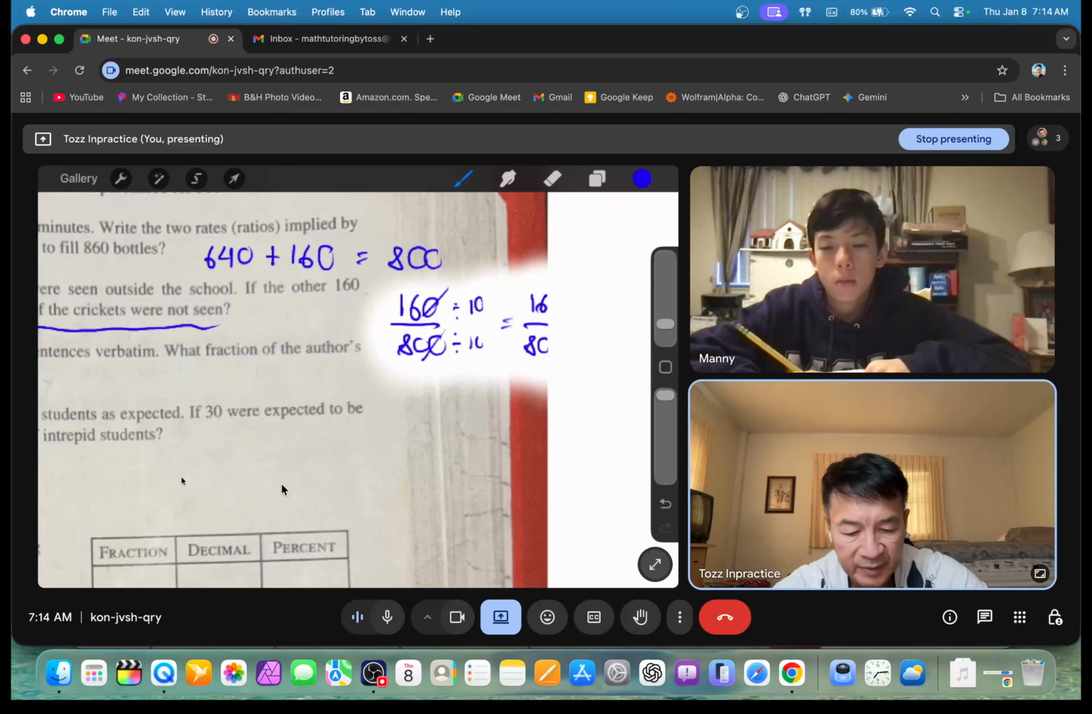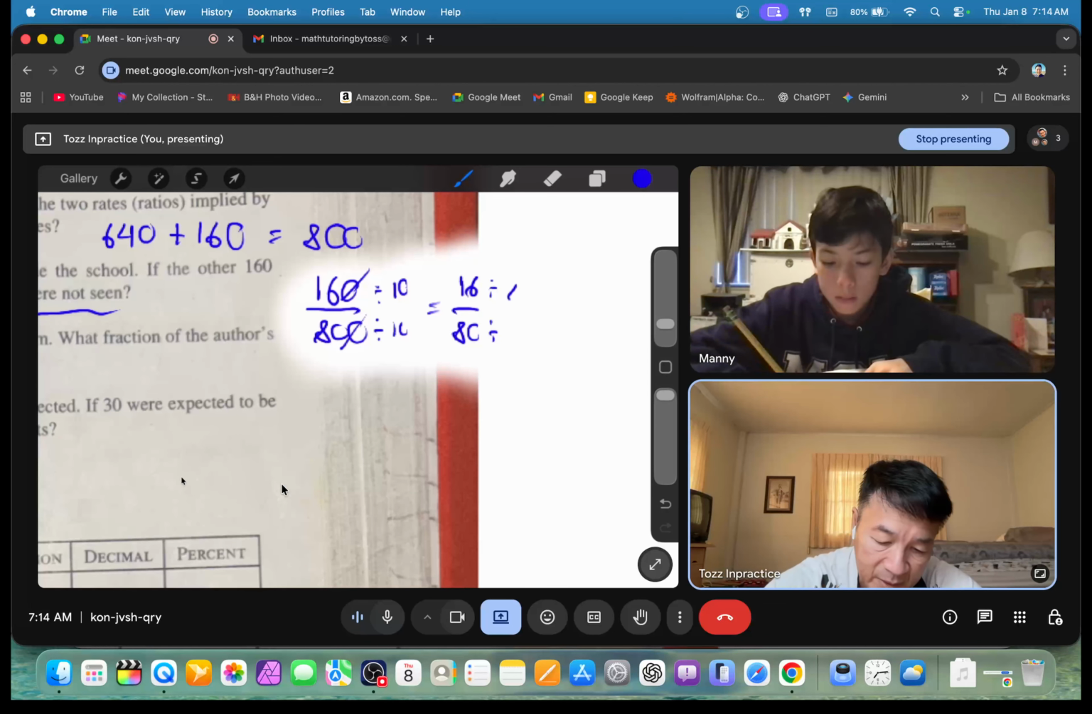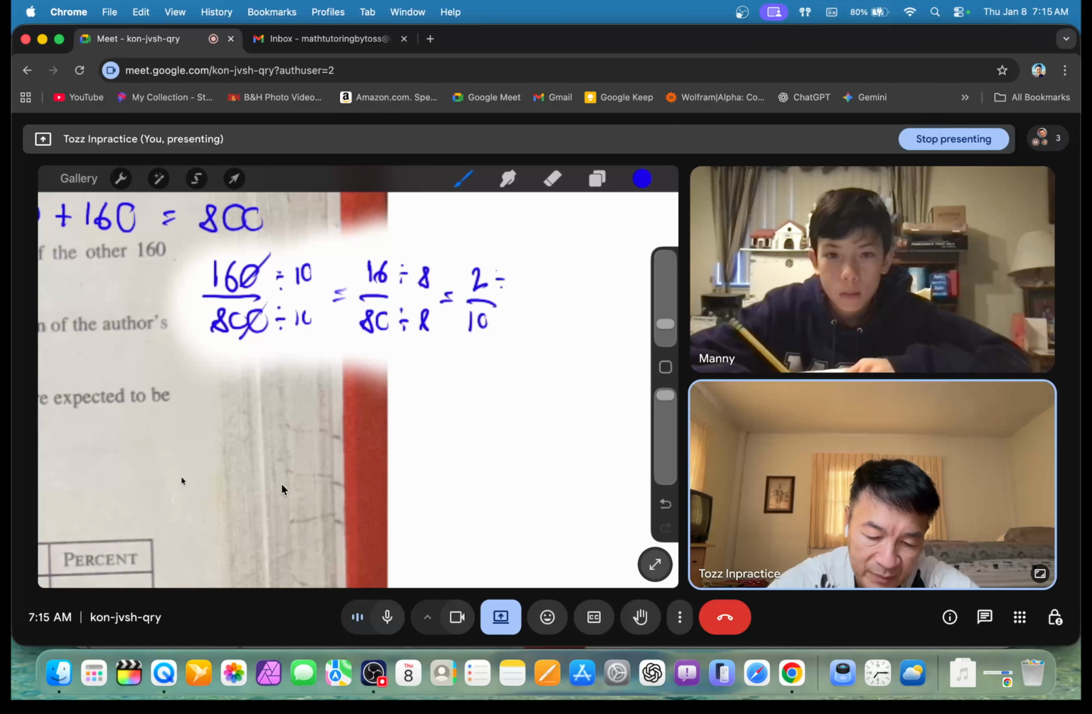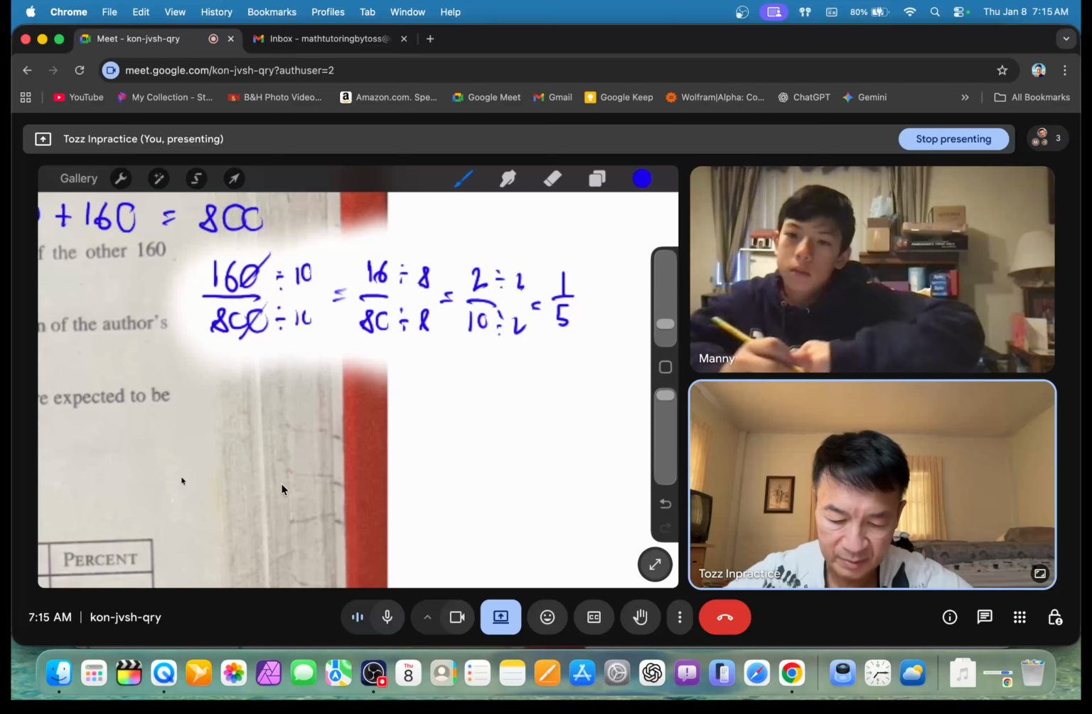What's the biggest number that can divide into both? If not, we could use any even number. Is 8 the biggest number? Actually it's not, it's 16. But it's okay, let's do 8. 8 can go into 16 two times, and into 80 ten times. Then continue, divide by 2, and you get your 1/5. So that should be the answer. I'll double check it, but I'm sure it's right.